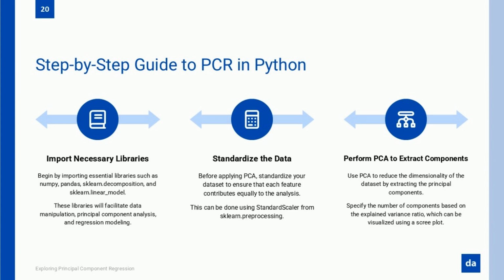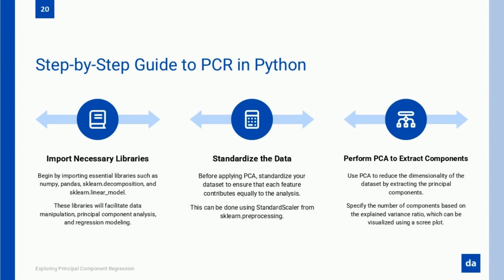The key libraries used are pandas for handling datasets, NumPy for numerical computations, StandardScaler from sklearn.preprocessing for data standardization, PCA from sklearn.decomposition for dimensionality reduction, and LinearRegression from sklearn.linear_model for regression modeling. If cross-validation is required, cross_val_score from sklearn.model_selection can be used to optimize the number of principal components. With the libraries imported, the next step is loading and preprocessing the dataset.